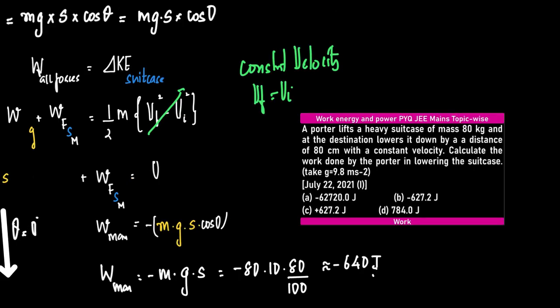Okay, so let me bring the answer here. There are two options, right? Yes, minus is specified, so it is minus 627.2 joules, which is the closest to 640. Now, if you ask what if the question has an option, say 635 joules, then I think we should not be taking any risk. We should follow the same calculation using g equal to 9.8.